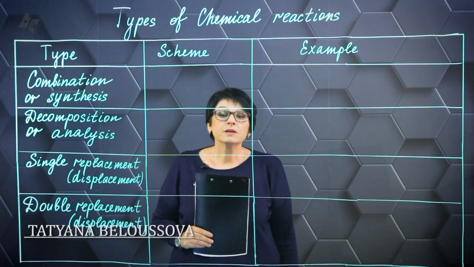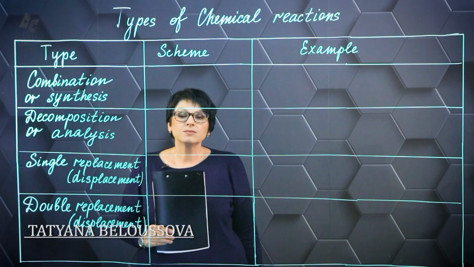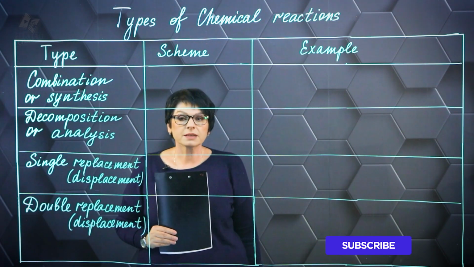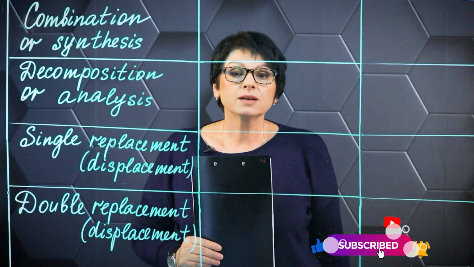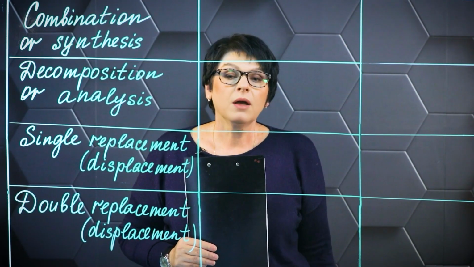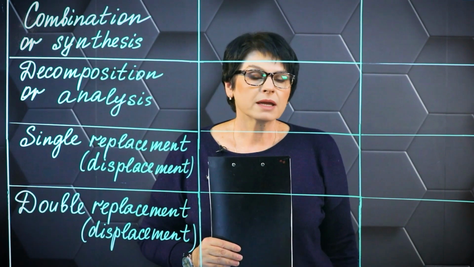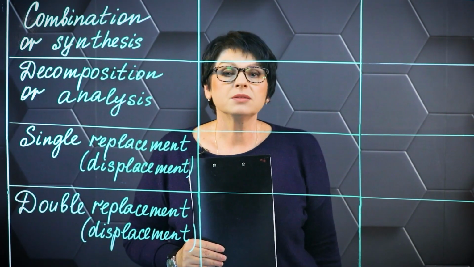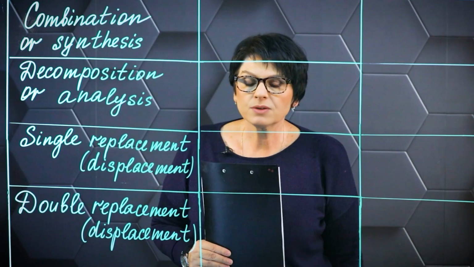Hello, today we are going to look at what types of chemical reactions exist. Today we will talk about the main types of chemical reactions that exist in chemistry, and later we will find out how chemical reactions are further divided. So there are four main types of chemical reactions.